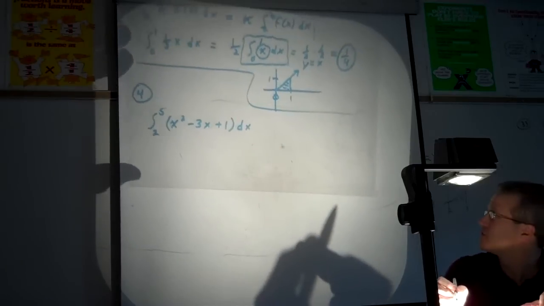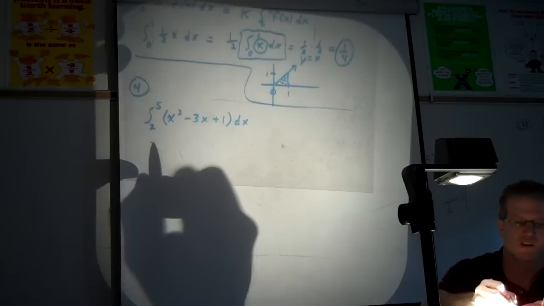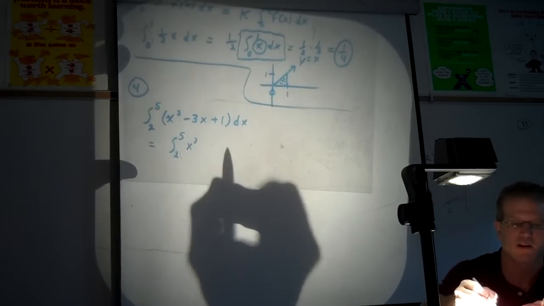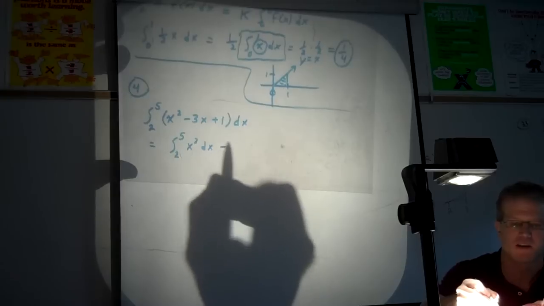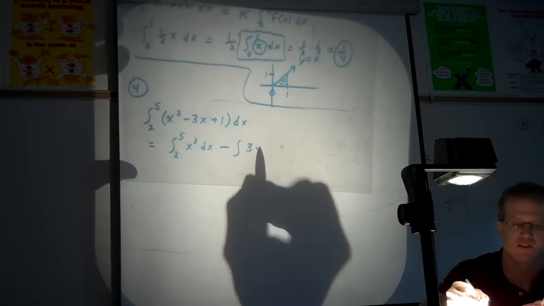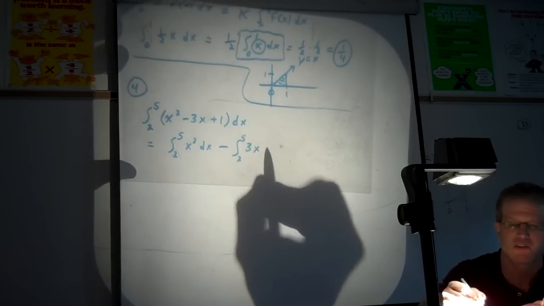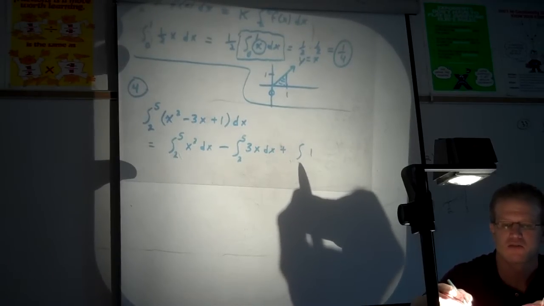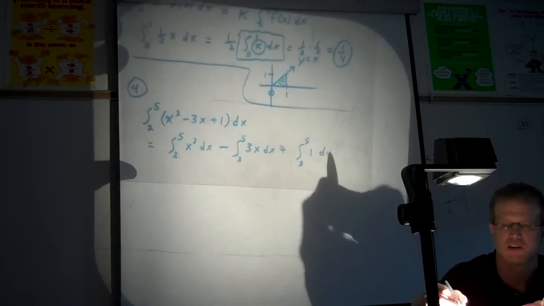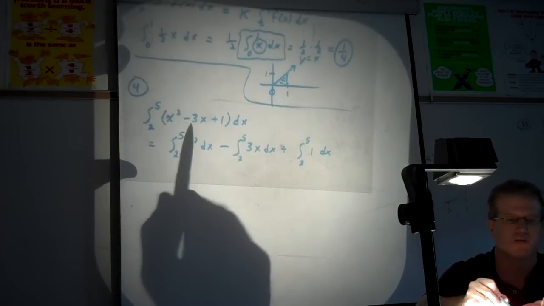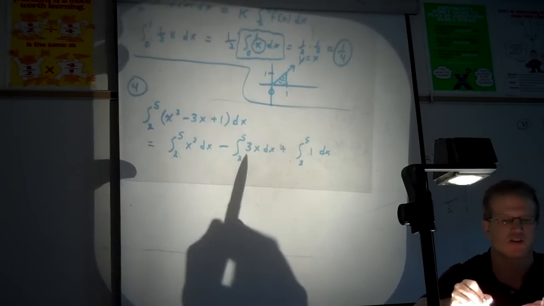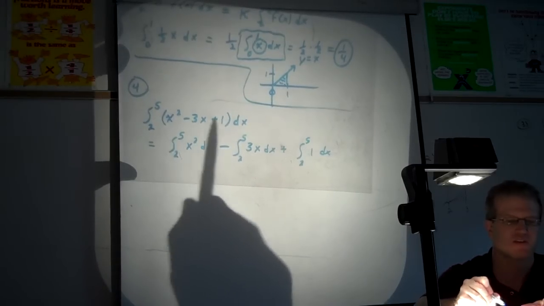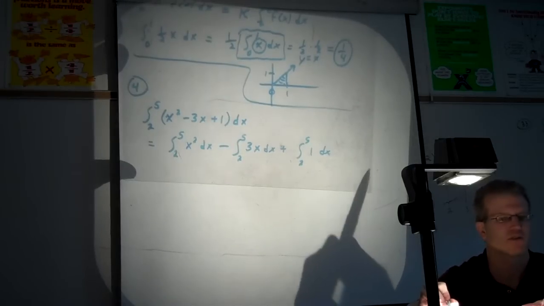This rule says that what you can do is split this up into three separate integrals. You can split it up as the integral from 2 to 5 of x squared dx, minus the integral of 3x from 2 to 5 dx, plus the integral of 1 from 2 to 5 dx. So it's basically just splitting up the polynomial into three separate parts and taking the integral of each piece. Sometimes that makes the problem simpler if you can integrate each piece individually and then at the end just add or subtract all your answers together.